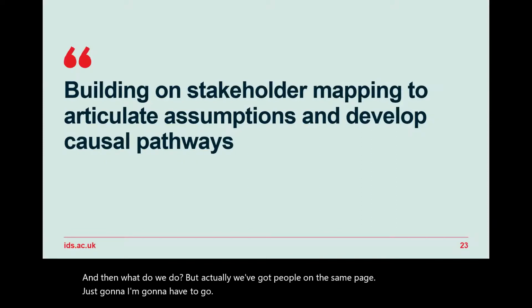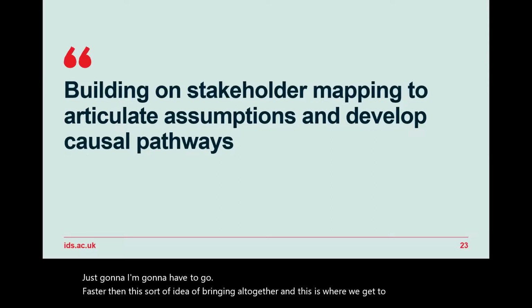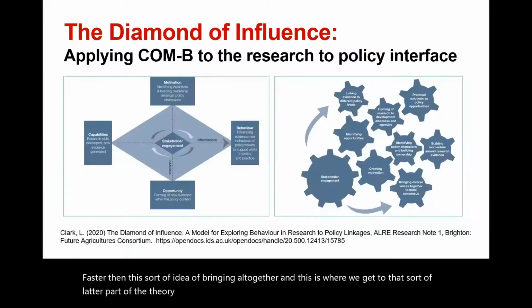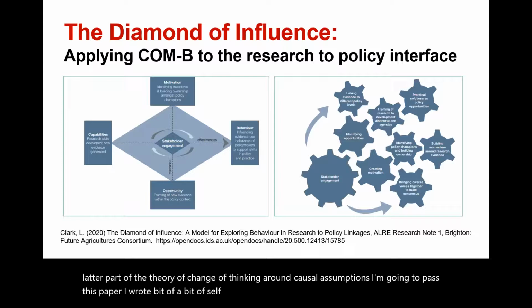So then this idea of bringing it all together, and this is where we get to the latter part of the theory of change, of thinking around causal assumptions. I'm going to pass this. There's a paper I wrote, a bit of a self-plug, around trying to apply COM-B to thinking around policy influencing.